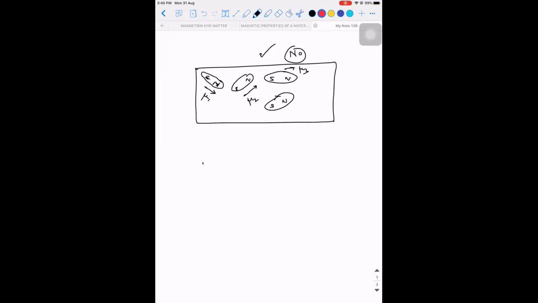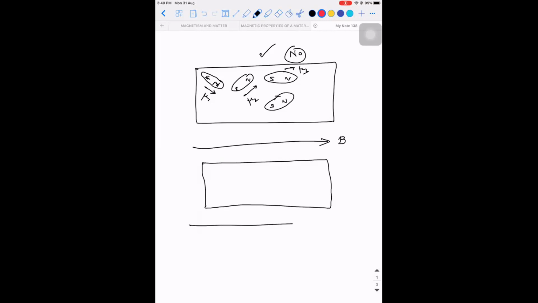By placing it in a magnetic field. I place it in an external magnetic field. When you place it in an external magnetic field, let's say, for understanding purposes, I'm taking it as uniform. It need not be uniform; it can be a non-uniform magnetic field also. Since the arrow mark is like this, can I say that this is the north pole and this is the south pole? Am I right?